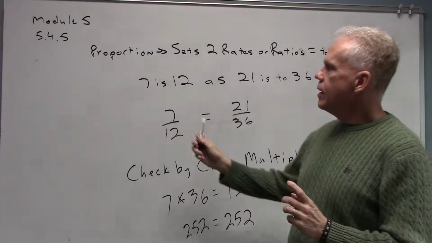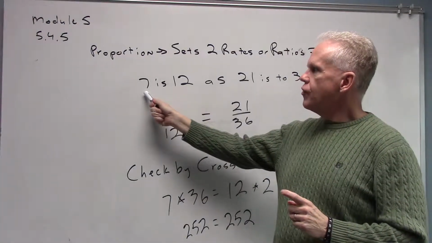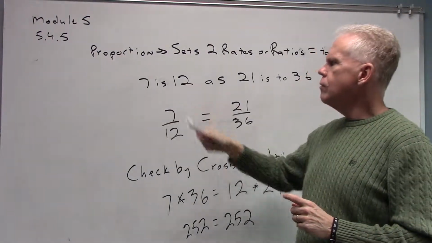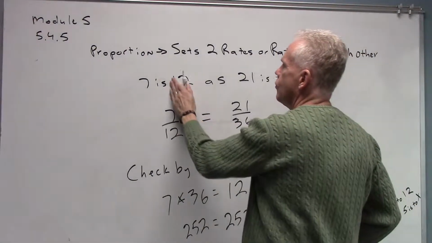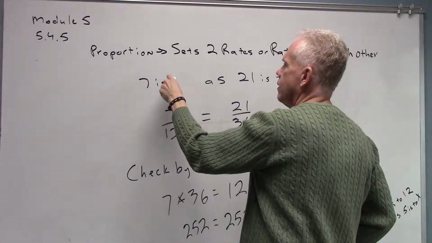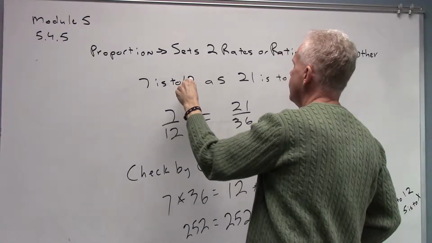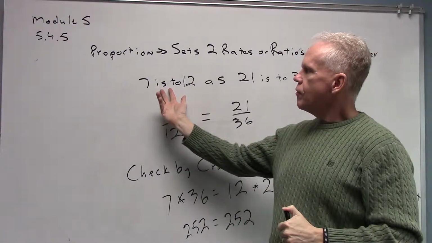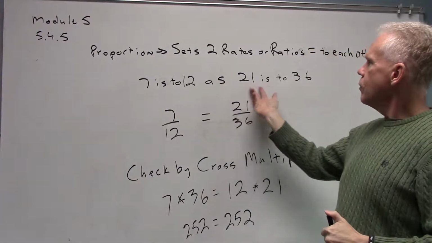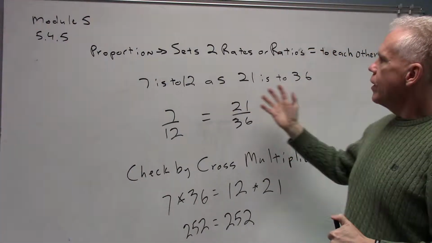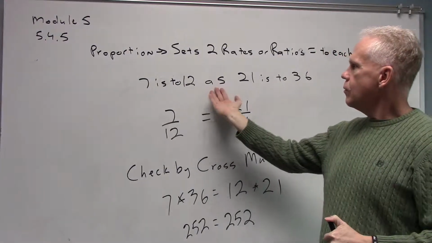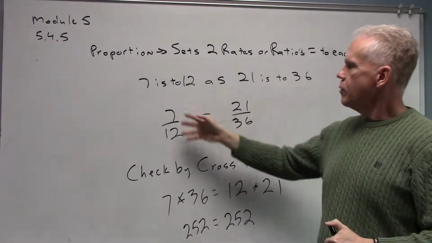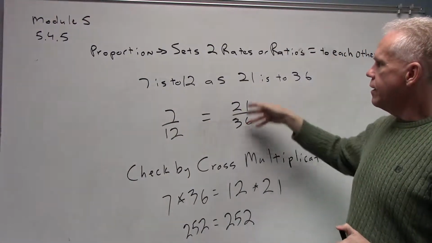So for example, here's a ratio, 7 is to 12. Not "7 is 12," but 7 is to 12. Let's fix that. 7 is to 12. Okay, so here's my first ratio, and it equals another ratio, 21 is to 36. We write it in fraction form like this.